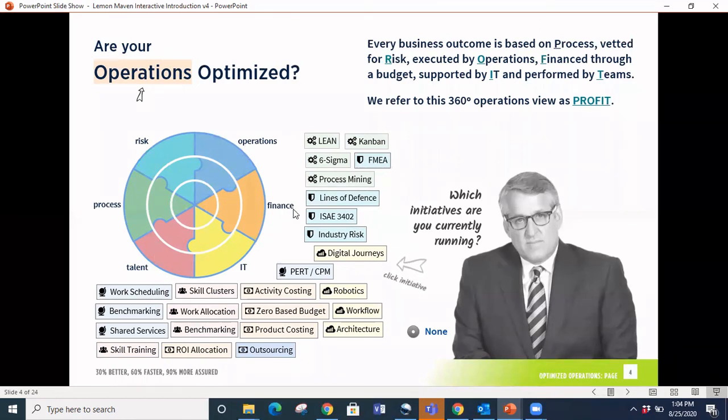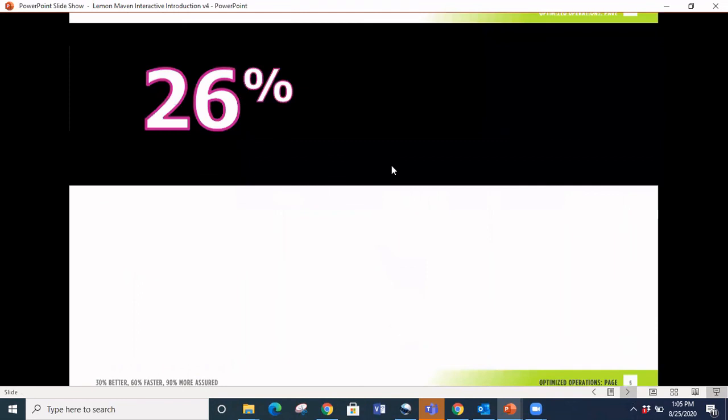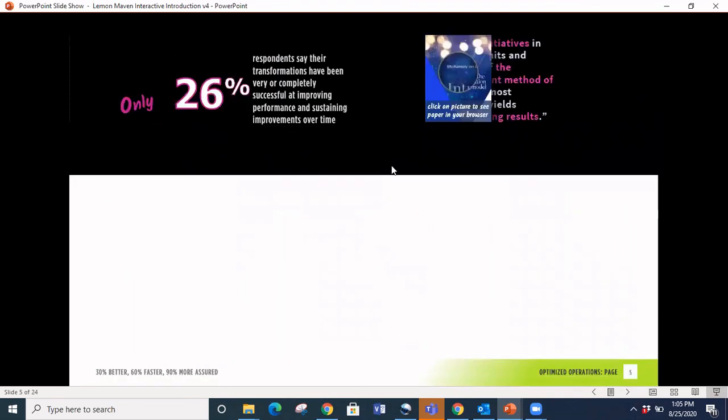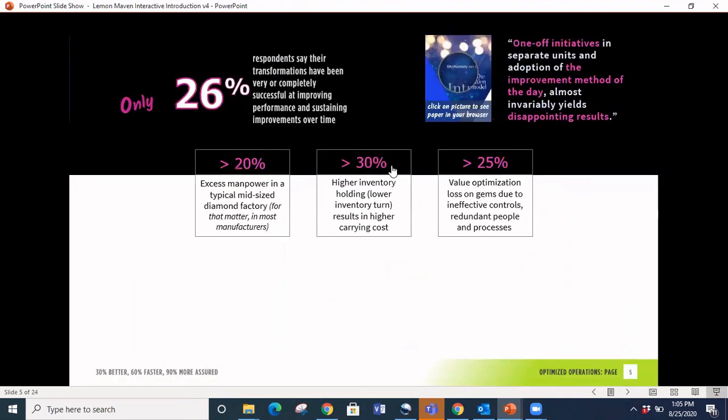And often when these initiatives are undertaken in silos to improve one or more segments of your operations, many leaders have faced that they are not able to achieve their desired outcomes or desired targets. Only a few leaders say that they are completely successful in improving their performance sustainably over time.